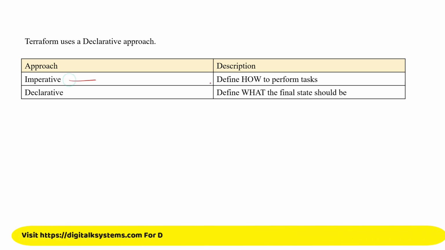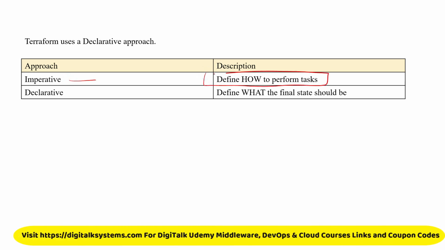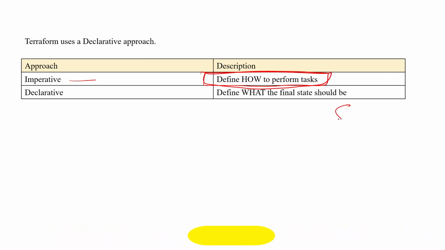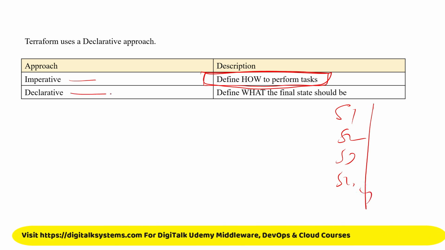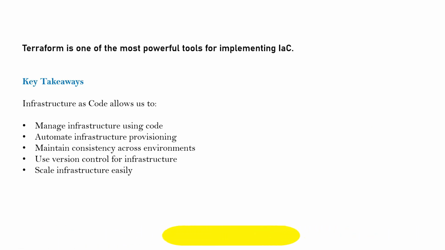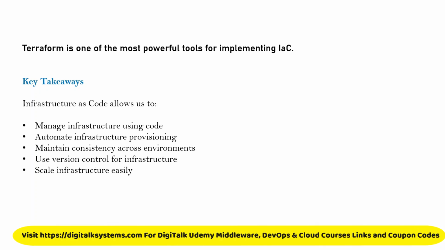Imperative defines how to perform the task. You are defining step one, then step two, step three, step four. Every step you are defining. But declarative defines what the final state should be, what exactly you want. You just need to define your goal, and Terraform will automatically understand that, and it will be ready for you. So Terraform is one of the most powerful tools for implementing infrastructure as code.